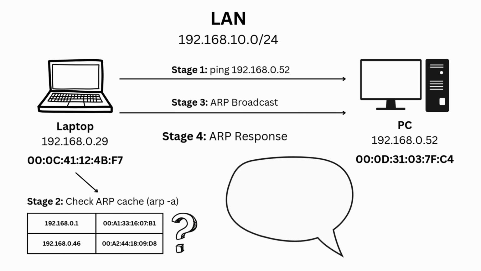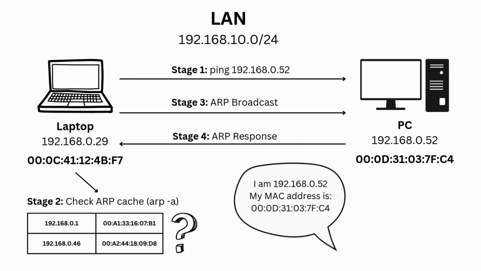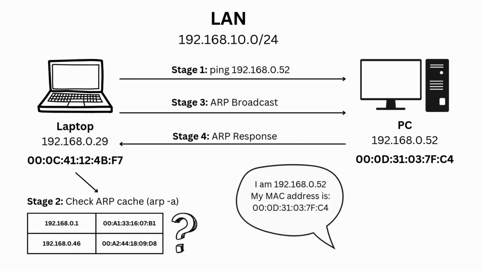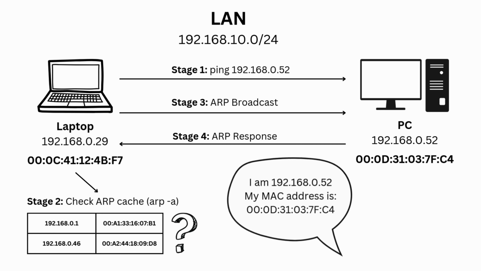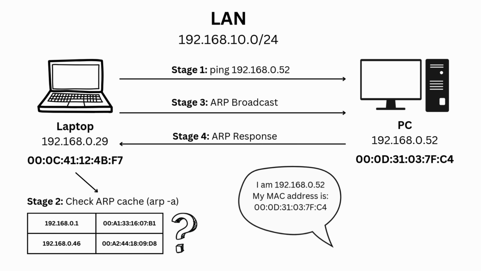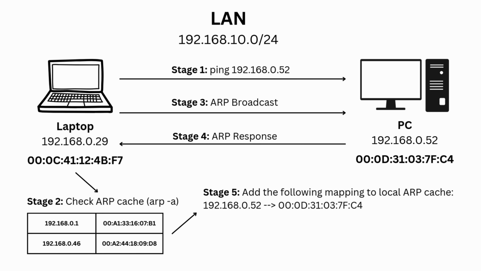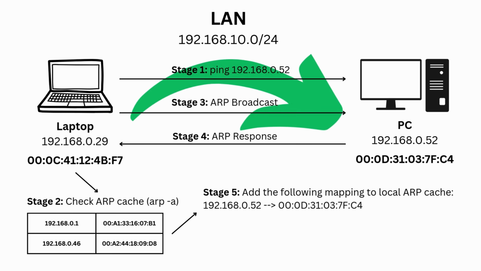Now, in stage 4, the device with the matching IP address will receive the request and then reply with an ARP response containing its MAC address. Pretty simple. And then the original device will receive the MAC address, add it to its ARP table for future use, and it can now start sending data directly to the target device.